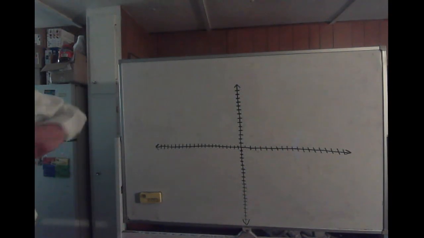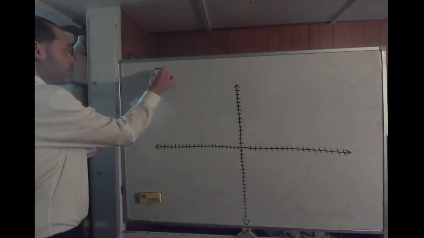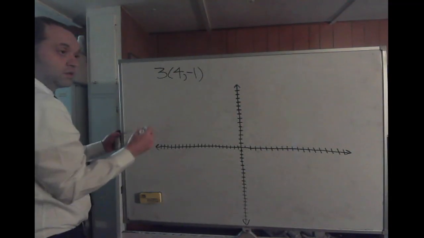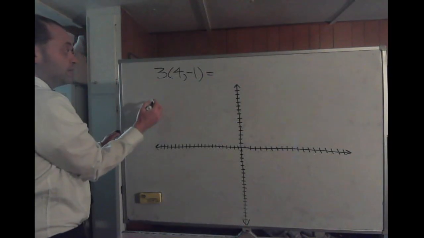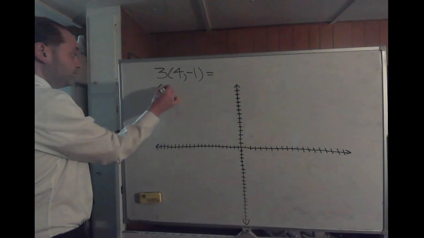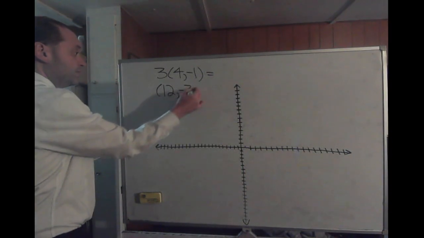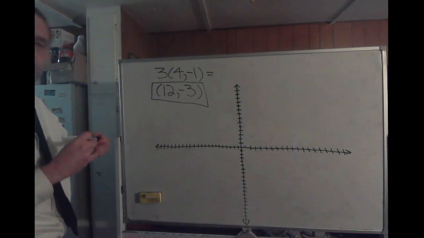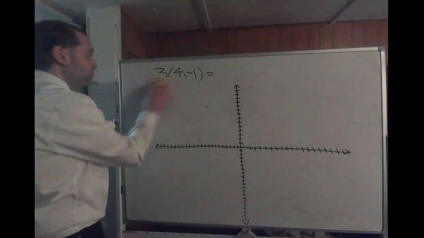Alright, so what if I had 3 times the vector 4, -1? Well, that would end up giving me, of course, 12, -3 for my new vector. So scalar multiples, again, pretty easy.